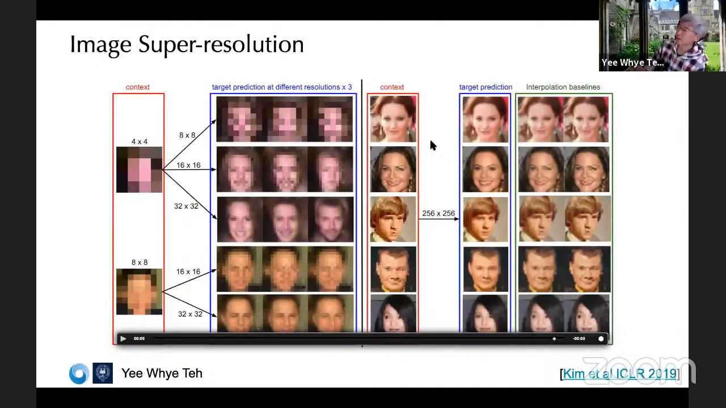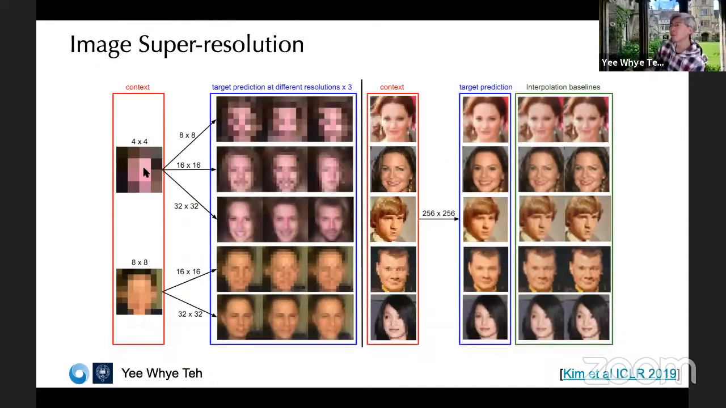Okay, so here's a picture of this. Right. So here's an example where we just look at the right side. In each of these, the context here is our training set. So we have a collection of pixel locations and the corresponding color of each pixel. And here we have a low resolution image, and we ask the neural process to basically do super resolution, to fill in how a high resolution image might look given this low resolution image.